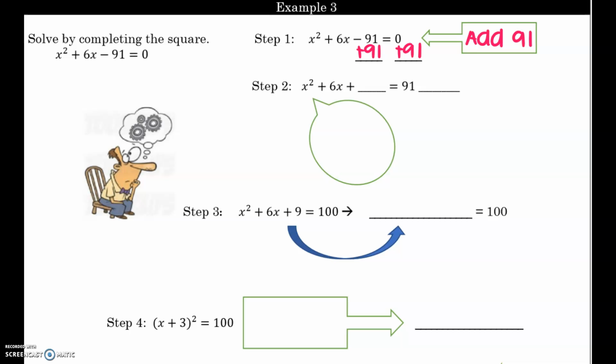In step 2, we are going to find what b over 2 squared is. In this case, b is the value 6. So let's find what 6 over 2 squared is. We should find that 6 over 2 is 3, and 3 squared is 9. So we are going to then add 9 to both sides.